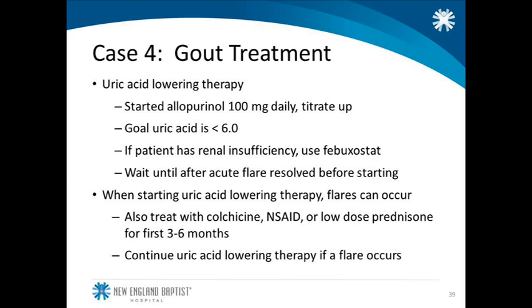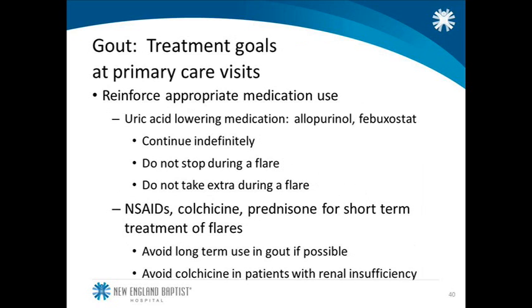When starting uric acid lowering therapy, flares can occur. So for the first 6 months, or 3 to 6 months, it's recommended to also treat the patient with colchicine and NSAID or low-dose prednisone, depending on the individual patient. And if the patient has a flare, treat the flare, but also continue the uric acid lowering therapy.